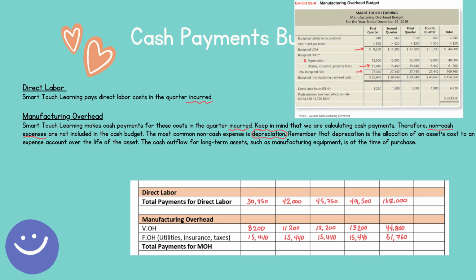Now let's add variable to fixed. So it's gonna be 23,640, 26,640, 27,640, 28,640, and the total will be 106,560.